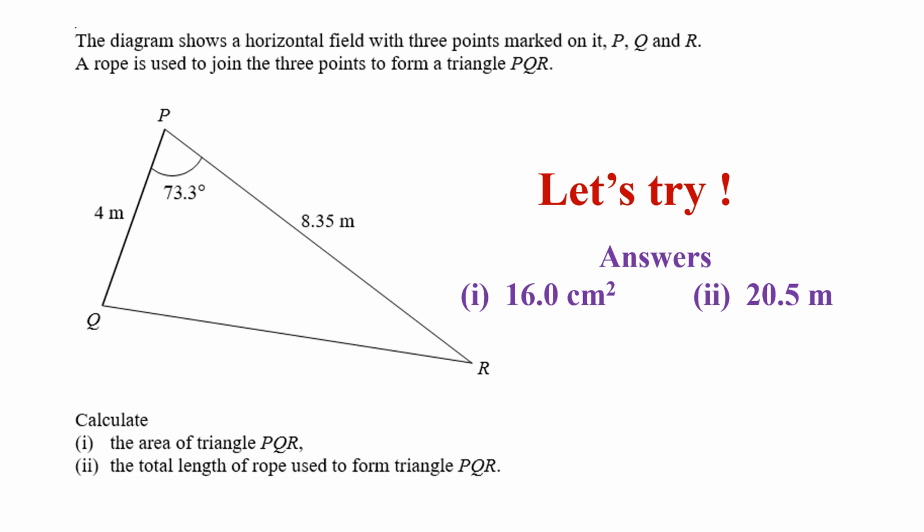And then part 2, you have to use your cosine rule. Find the total length of the rope used to form triangle PQR. So basically, you just need to find this side here using the cosine rule, and then you add all the 3 sides together. You should get 20.5.